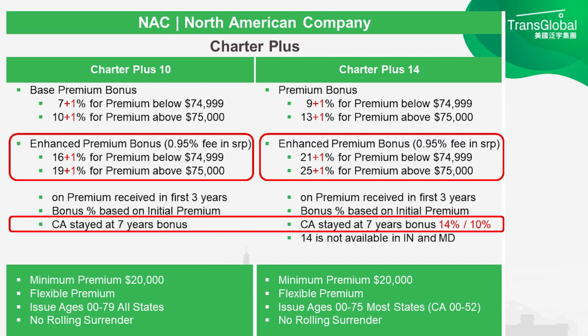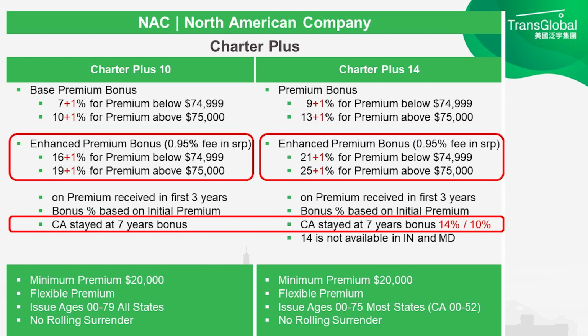Okay, you also have a free one and a paid one. The red mark section is for the paid rider. You are paying a fee for a higher premium bonus, and right now they have a little promotion: all of the premium bonus plus 1%. Okay? And this is the flexible premium.